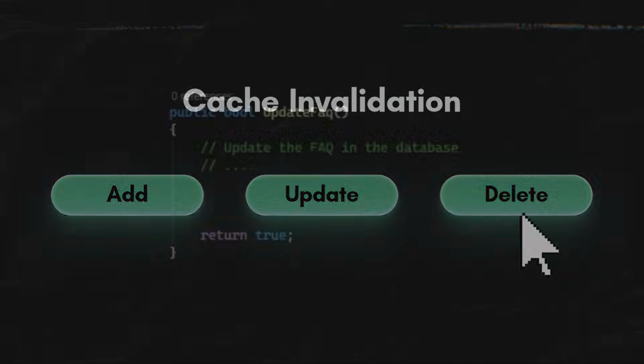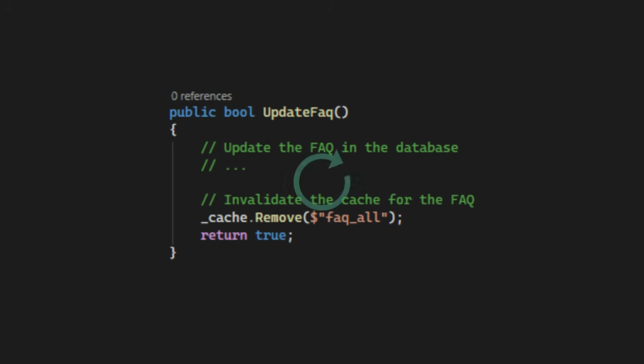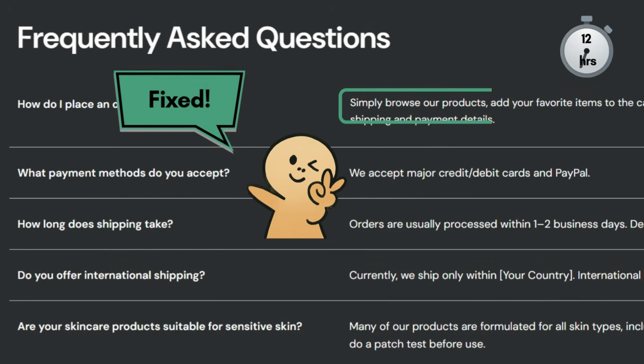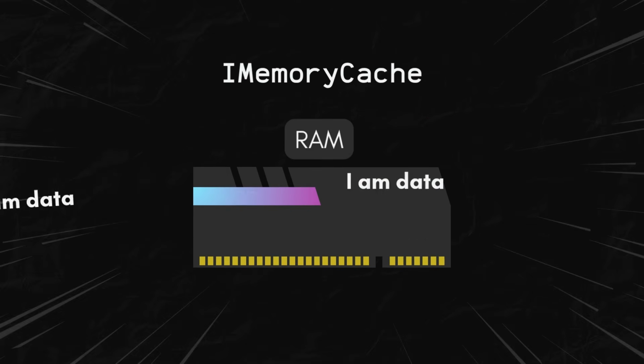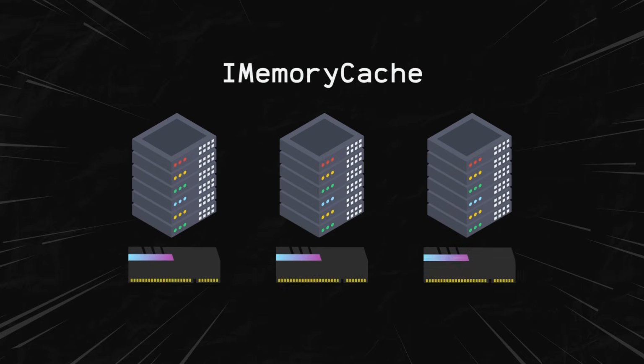When the admin updates or deletes, remove the old cache so it refreshes and everyone sees the updated data. IMemoryCache is fantastic until you scale across multiple servers.